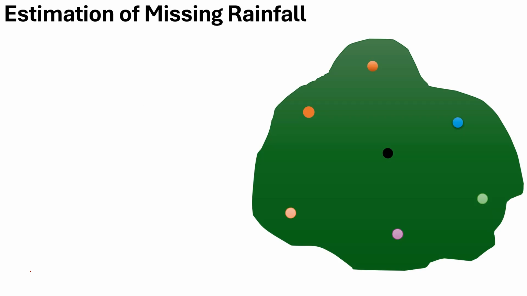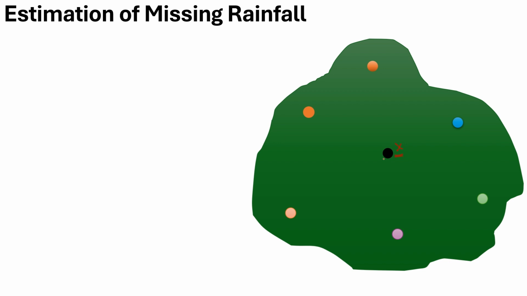For this purpose, I have considered a catchment area which is shaded green, and I have installed a network of seven rain gauges in this catchment area, or watershed. In this watershed, there is a station denoted as X, which is an unknown station. I mean, this is the station for which I don't know the precipitation for a specific period of time.